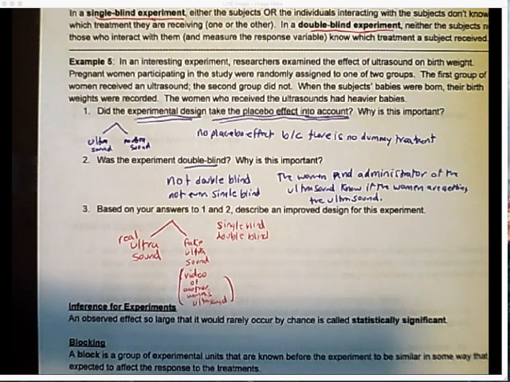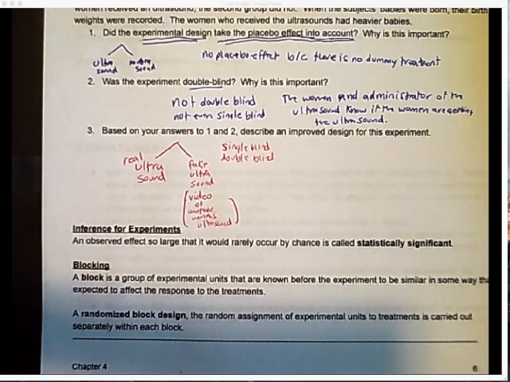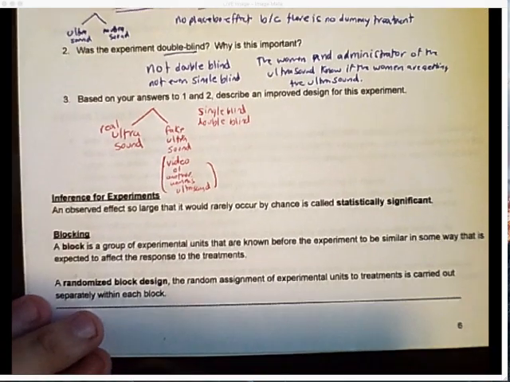So going on to the next part, inference for experiments. It says an observed effect so large that it would rarely occur by chance is called statistically significant. We'll get more into this as we go along. But one method to help us with control is called blocking. A block is a group of experimental units that are known before the experiment to be similar in some way that is expected to affect the response to the treatments.